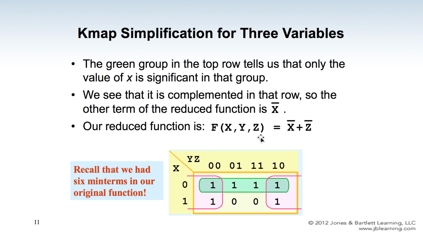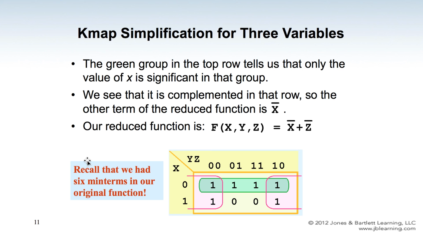So we can see that the function with six terms at the beginning, we can now reduce or simplify into two terms only: x naught or z naught. Okay, so that's the simplest representation of the function given at the beginning. To verify this simplification, we can use the truth table and compare the truth tables of the two functions.